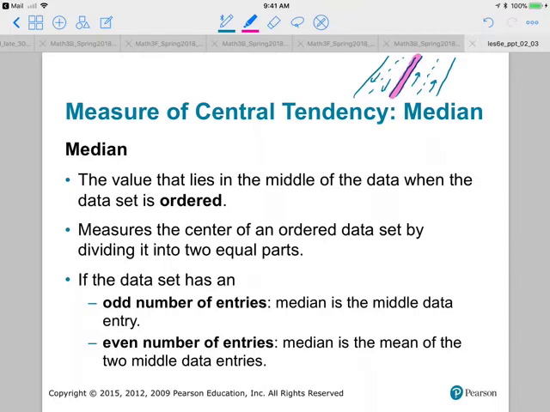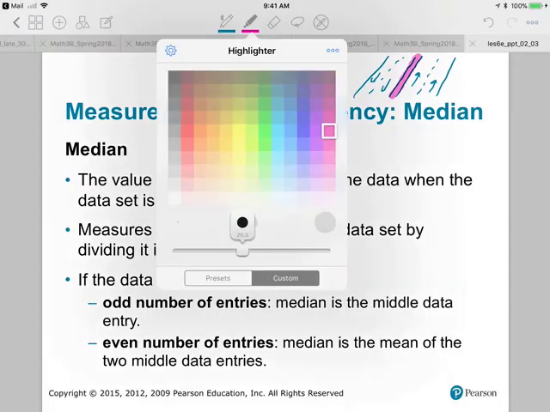Okay? So when we're finding the median of a data set, we're finding the number that's in the middle of the data set. And in order to find the number in the middle, step one, put the data in order. Students always forget to do that. Put the data in order, in ascending or descending order, doesn't matter, in increasing or decreasing order, and then figure out what is the middle number. Okay, so it measures the center of an ordered data set by dividing it into two equal parts. So what are the two equal parts that you're dividing it into?